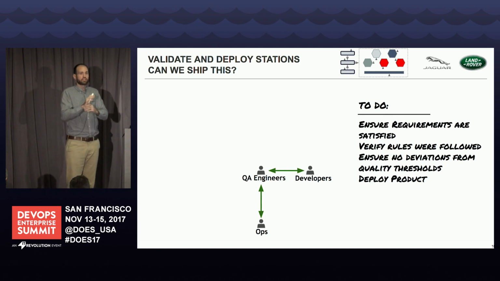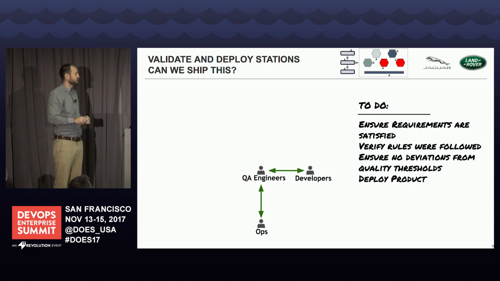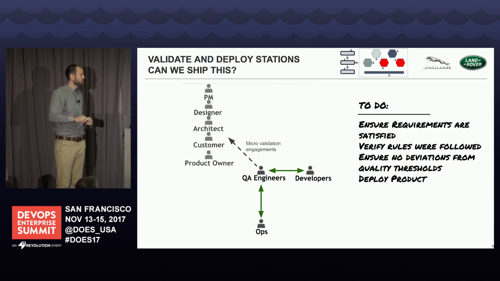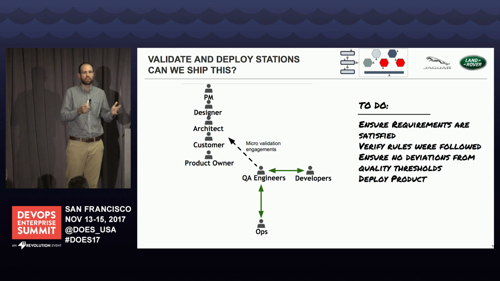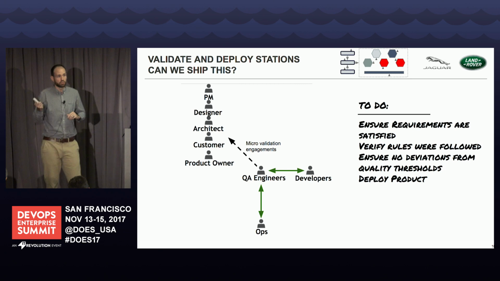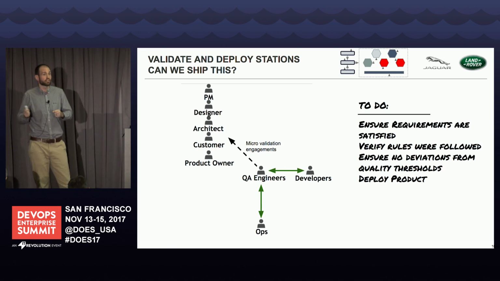Validation and deploy stations, the same type of relationship. However, your primary actor is typically the QA engineer. There are validation engagements that also exist when you're in the QA phase. Sometimes the validation engagement could be, should we ship this or not? Should we disable this maybe in production before we actually let it out?